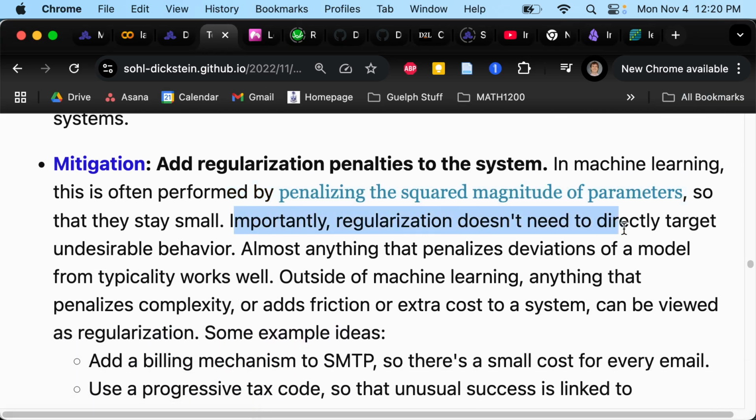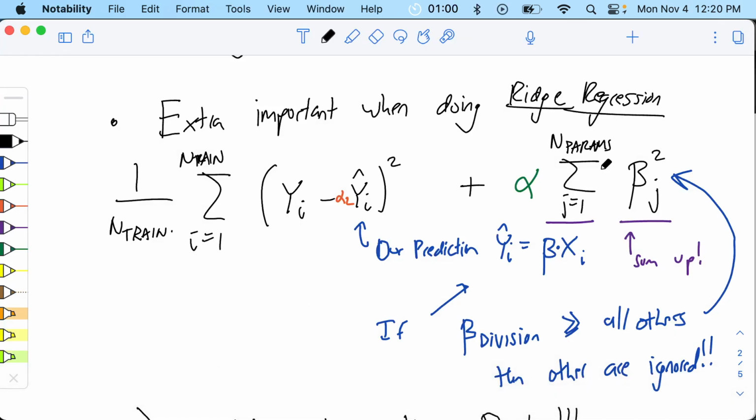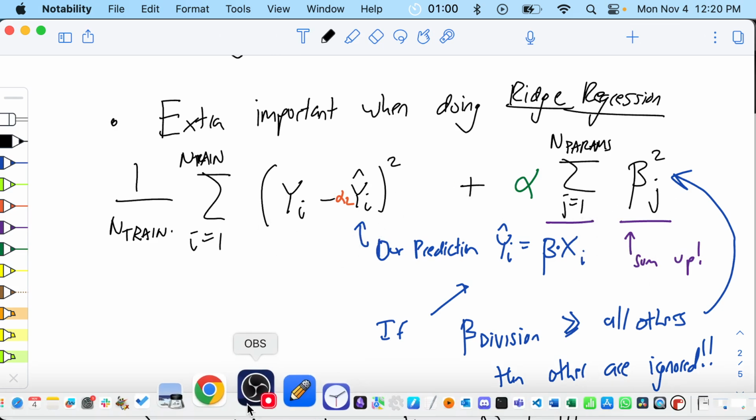So this doesn't need to directly target undesirable behavior. This is the weird thing. It's like you're making everything worse, but because the model is less hyper-efficient at optimizing the training objective, it makes things better overall. We're going to get a worse answer on the training set because of this, but a better answer overall. And there are some nice real-life examples.